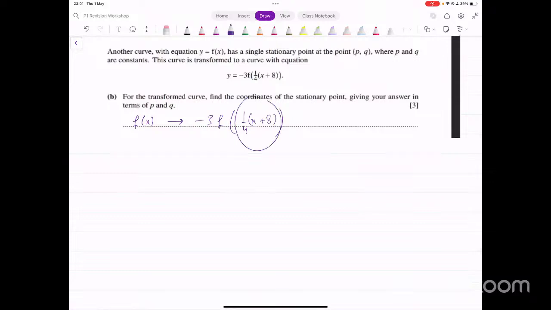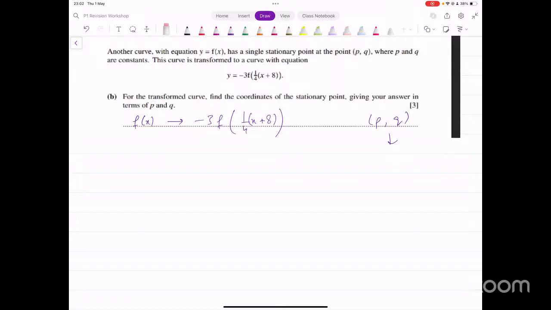And we've got two horizontal transformations, a stretch and a translation. Between vertical and horizontal, it doesn't matter which of them you do first. So first think about the transformations so that you can apply them to that stationary point, P and Q. How will that change? We'll have to think about the transformations first of all.